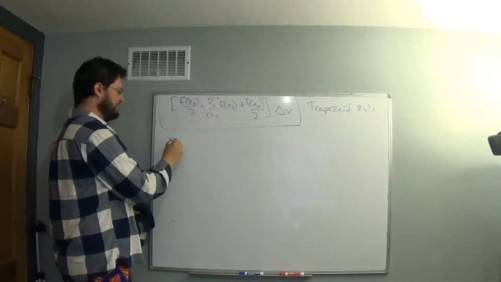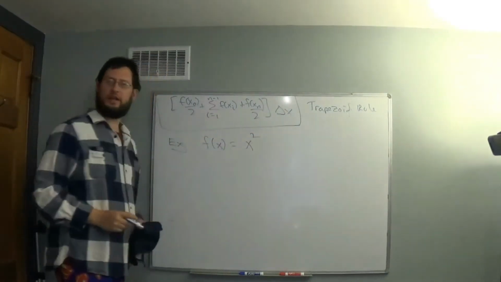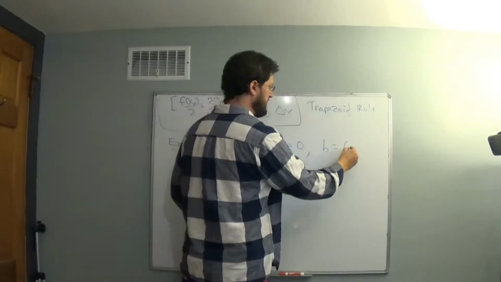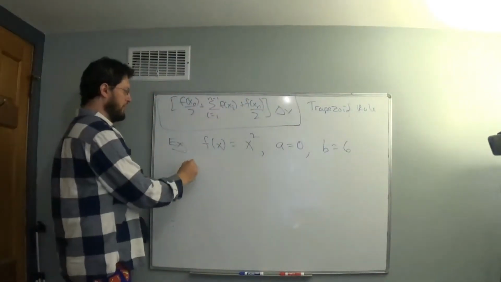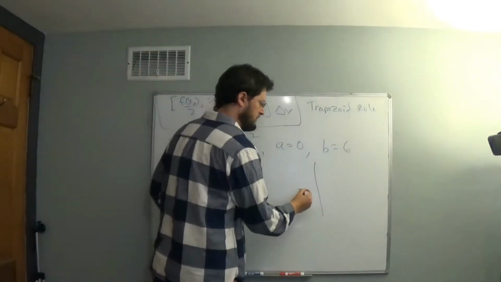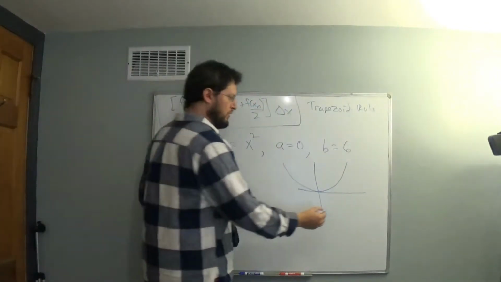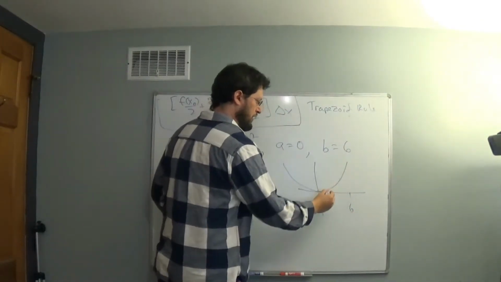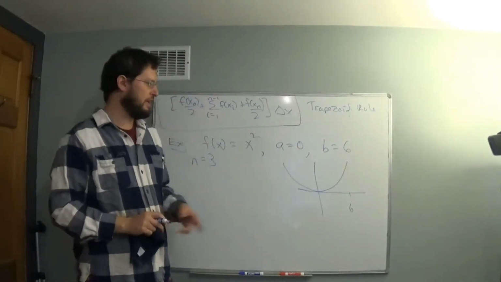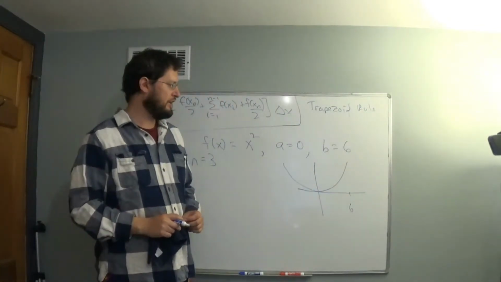So let's look at an example. Suppose that f at x is x squared. We're going to go from a equals 0 to b equals 6. And we're going to use n equals 3 trapezoids. So the picture is y equals x squared, a parabola. We're going all the way to 6. And we're going to use 3 trapezoids. So in this case, we can just see what delta x should be. If I'm going from 0 to 6, then delta x is the length of each trapezoid on the base. And so that's going to be 2.